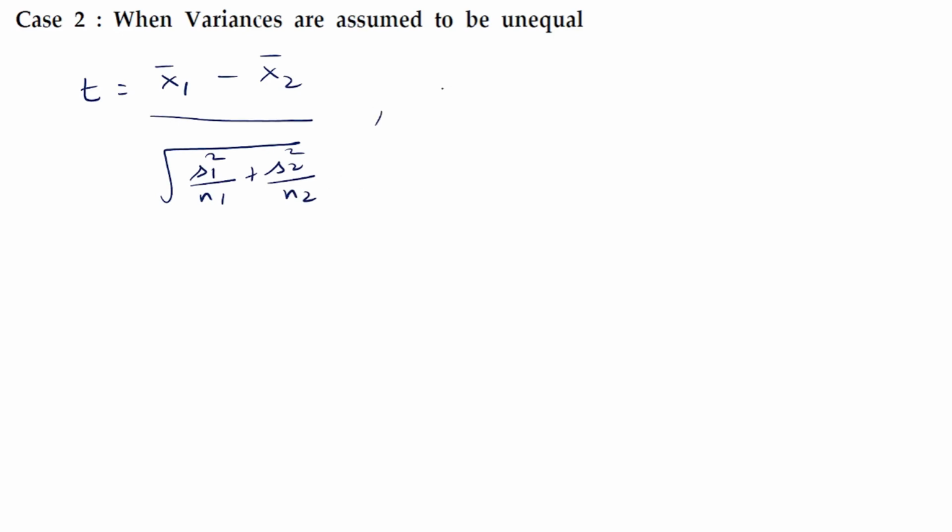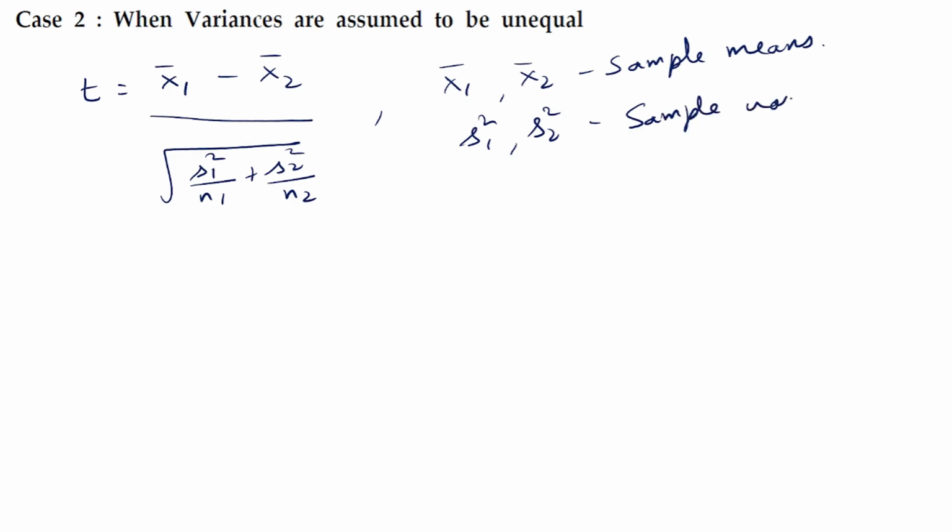Here the t-test statistic is calculated using this relation: x1 bar minus x2 bar upon root of s1 square by n1 plus s2 square by n2, where x1 bar, x2 bar are sample means and s1 square and s2 square are sample variances. n1 and n2 are sample sizes.